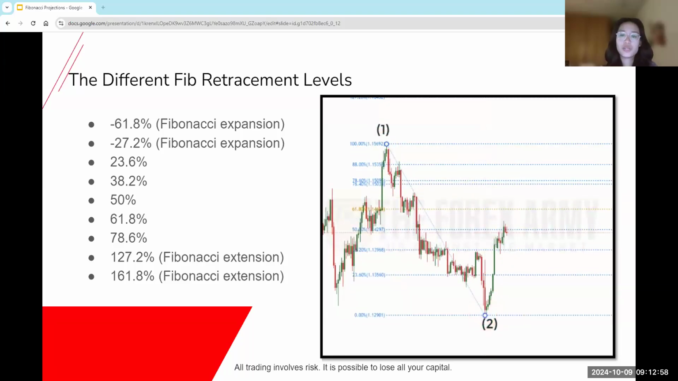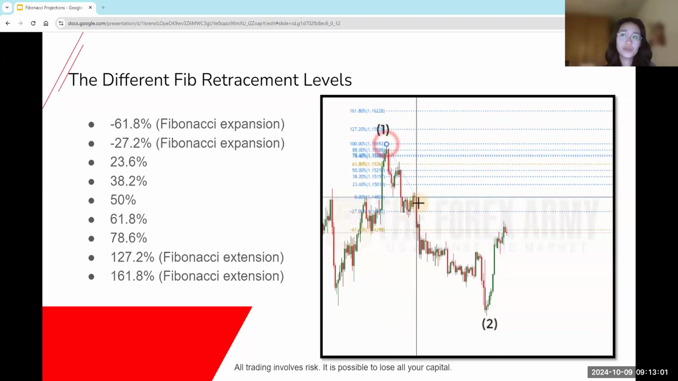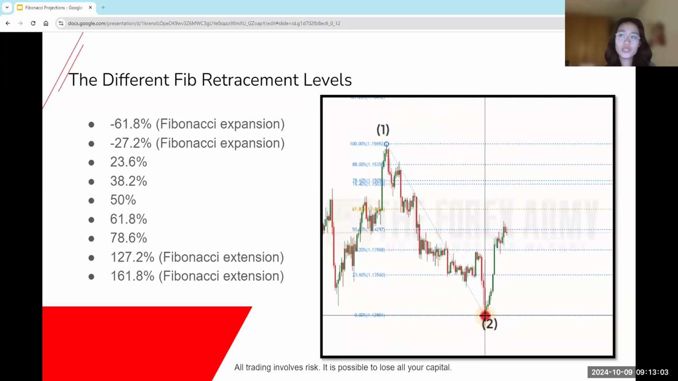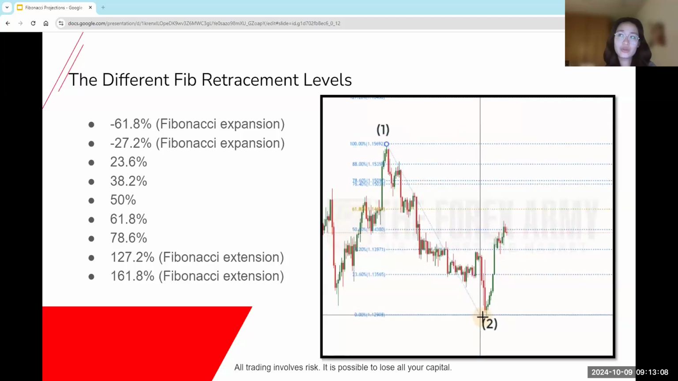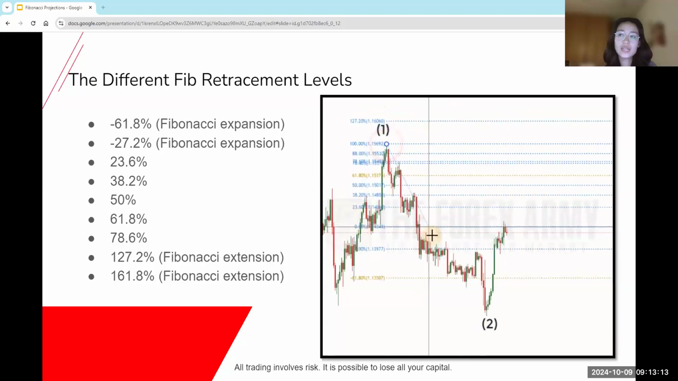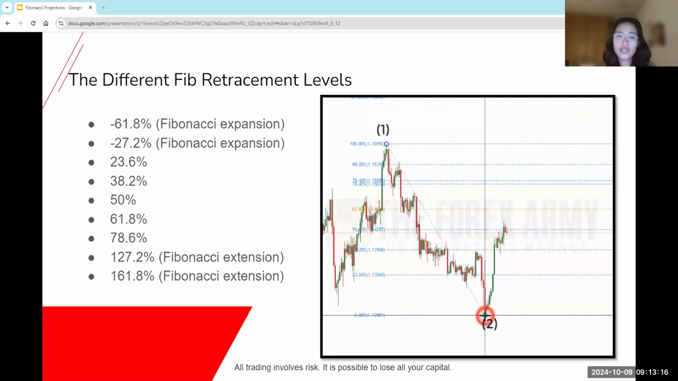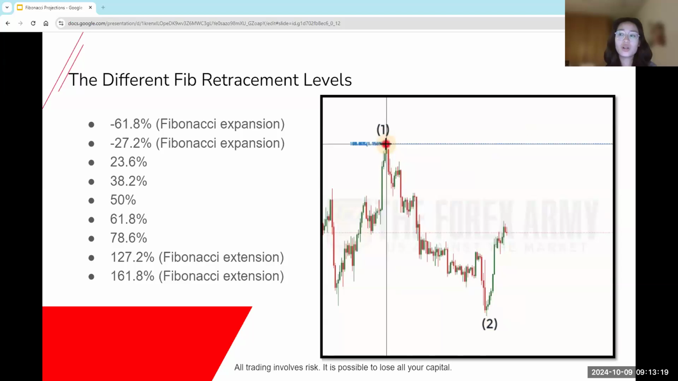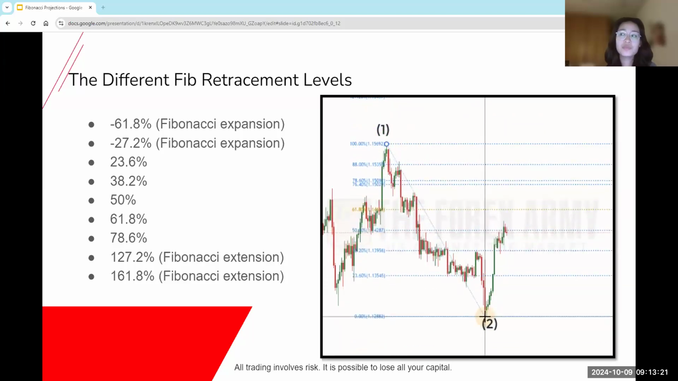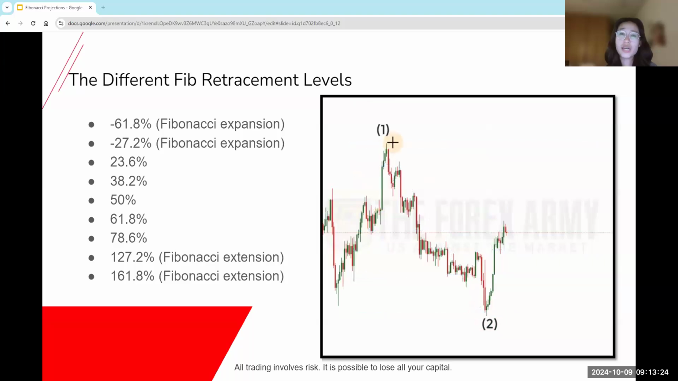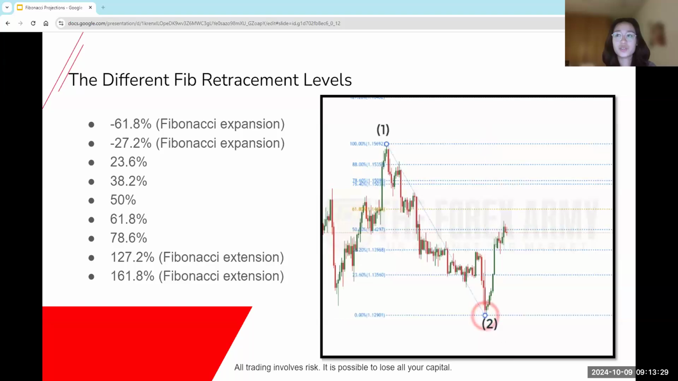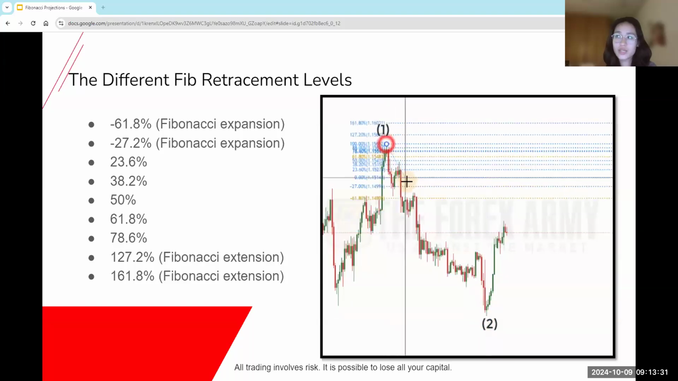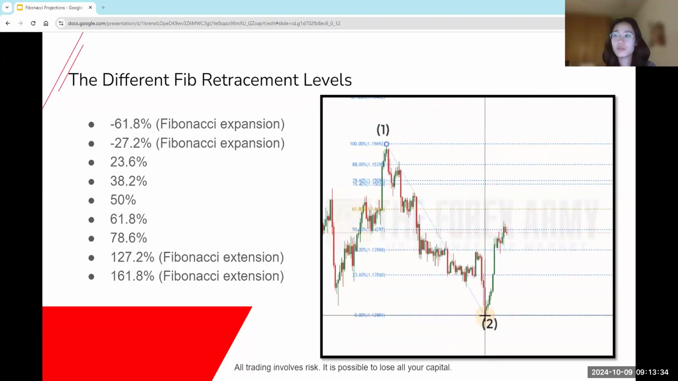Then the mid-range Fibonacci retracement levels: the 23.6, 38.2, 50%, 61.8, and 78.6. These are the mid-range, and we use them for our Fibonacci retracement. And lastly, the levels that are greater than 100%, these we call our Fibonacci extension. We went through this, I think, in the second session of our Fibonacci series. So if you missed that, don't worry, I think we'll go through some examples again.